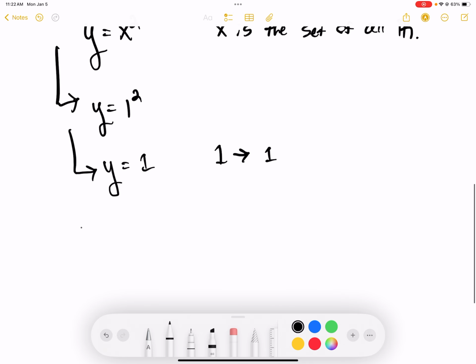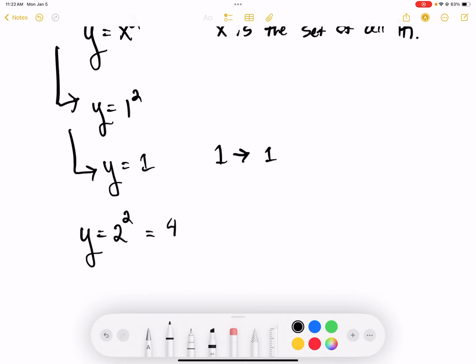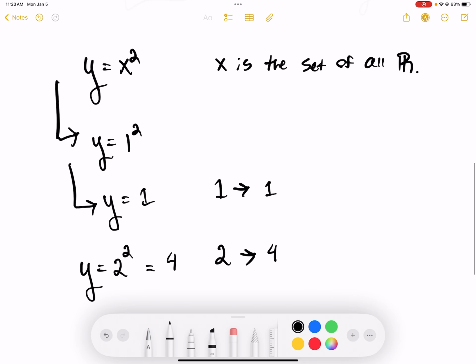Now let's do another example. Let's say my input is 2. Then I would have y equals 2 squared, which is equal to 4. So when 2 is my input, 4 is my output. When I input 2 as the value of x, my result is 4. Another way of saying that is this function, y equals x squared, takes 2 and maps it to 4.